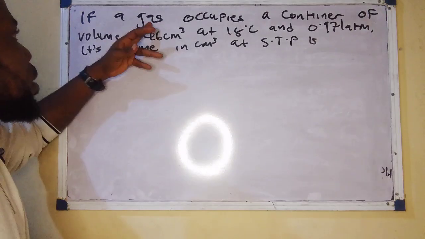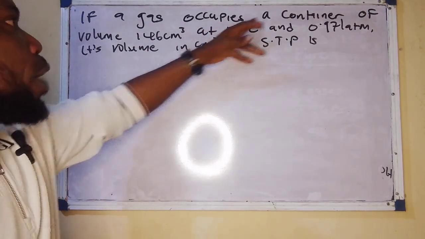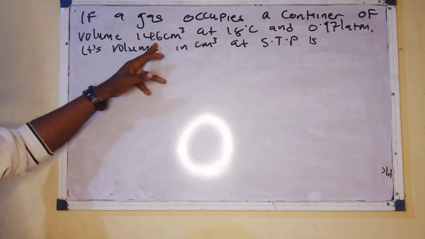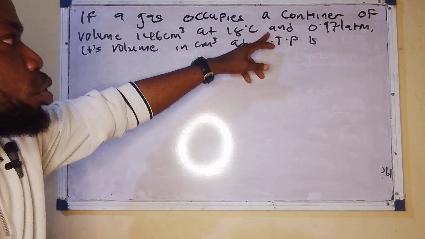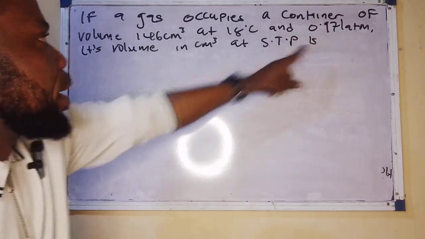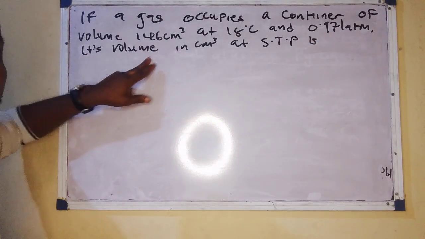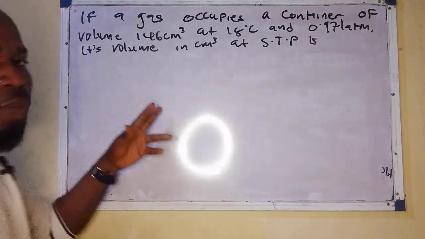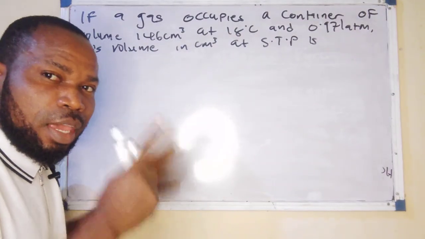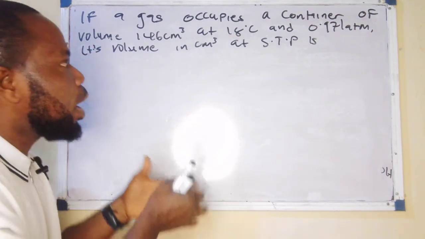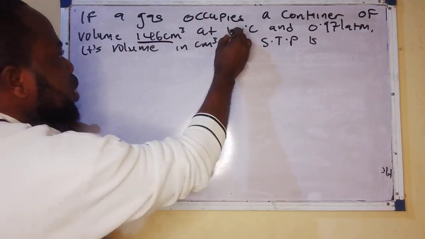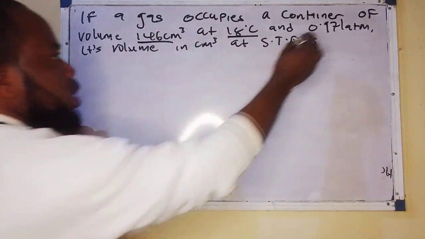Now, they said if a gas occupies a container of volume 146 cm cube, this is the volume at 18 degrees Celsius and 0.9718 atm. Its volume in cm cube at STP is dash. Now, if you are going to solve a question like this, you have to be very, very careful and very cautious. Now, what do I mean by that? You were given volume, you were given temperature, and of course, you were given pressure.